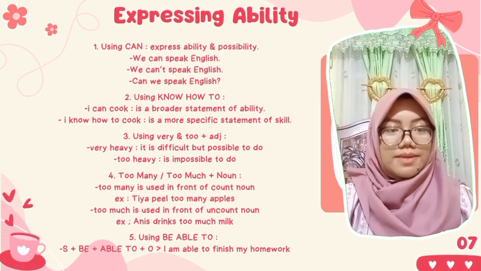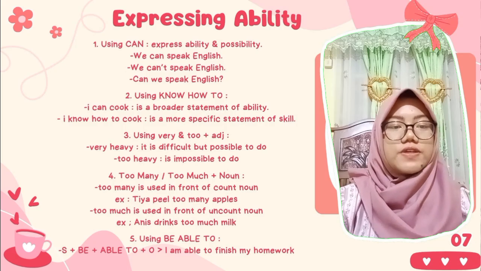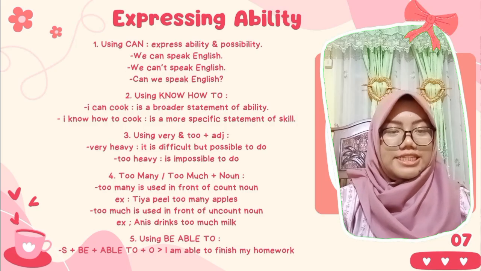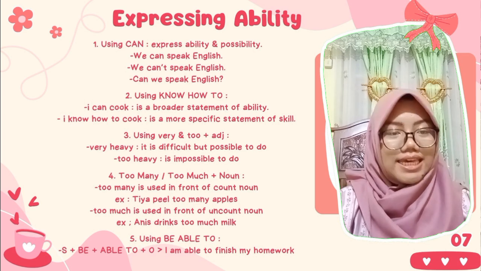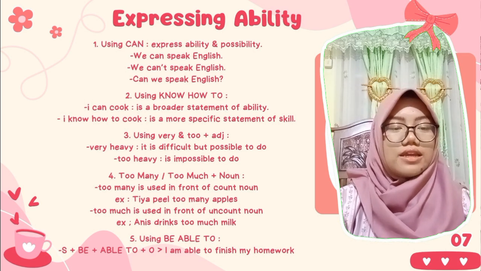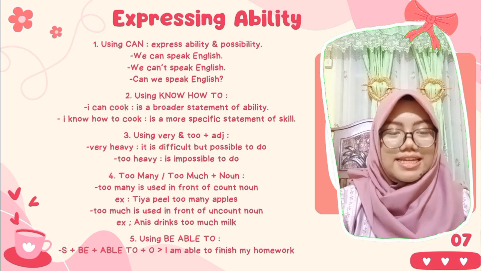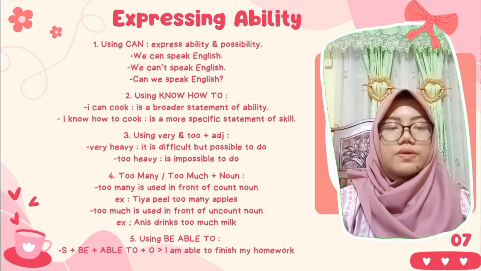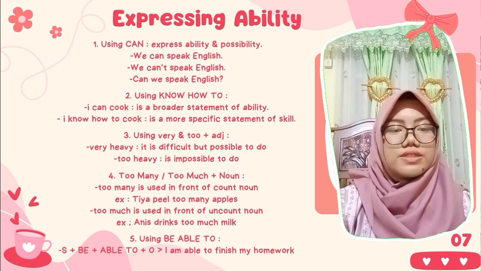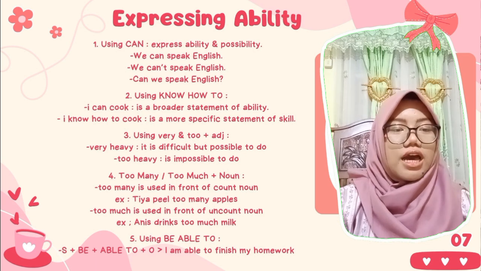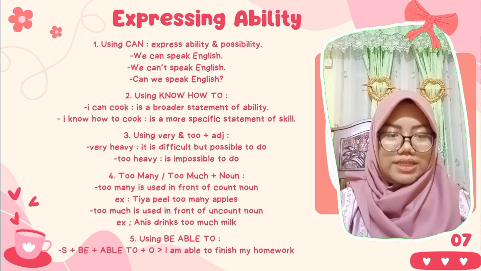In chapter 7, we learn about expressing ability. First is using can to express ability or possibility. For example, we can speak English. We cannot speak English. Can we speak English? And second is using know how to. So can, like I can cook, is a broad statement of ability. But I know how to cook is a more specific statement of skill or knowledge.